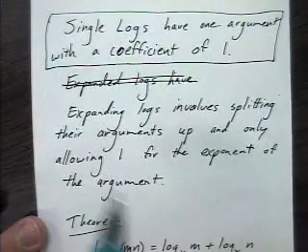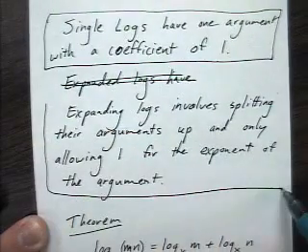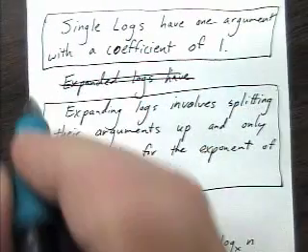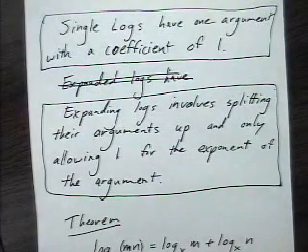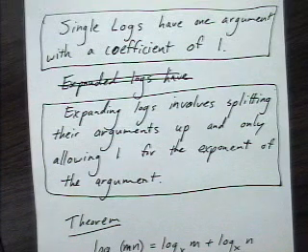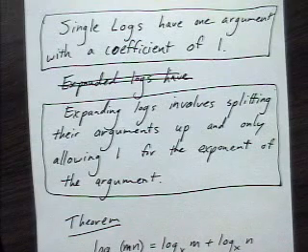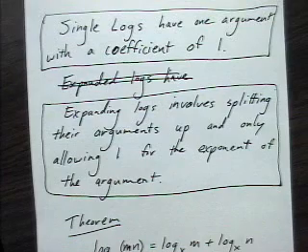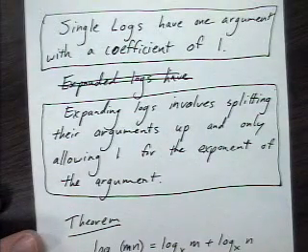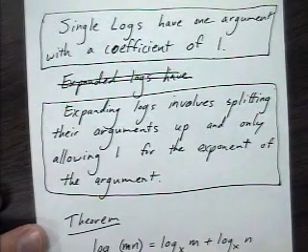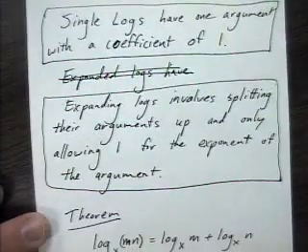Expanded logarithms, there's another definition. Expanding a logarithm is to do the opposite of writing it as a single log, and an expanded logarithm involves splitting the arguments up based on the theorems that we talk about, and only allowing 1 for the exponent of the argument. So when you get done, you will only have an exponent of 1 on all the arguments. I'll show you what I mean by this single log and expanded log thing in a second.